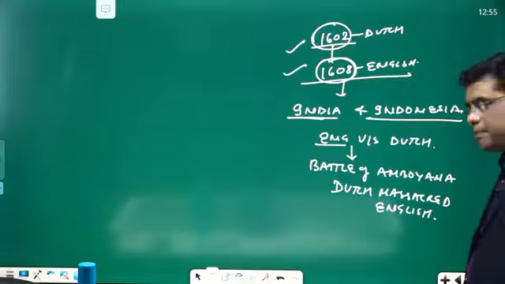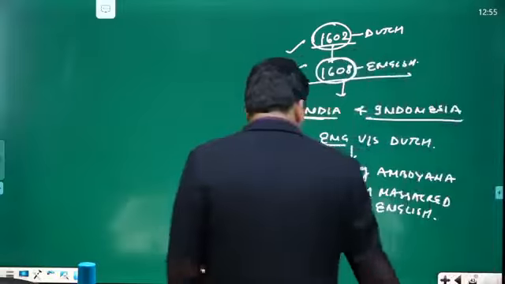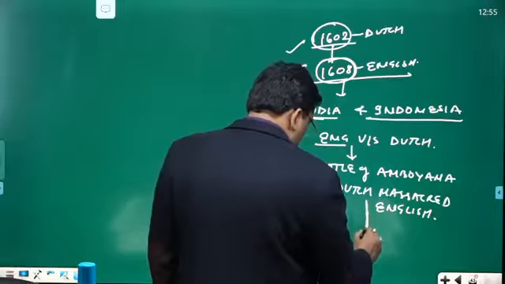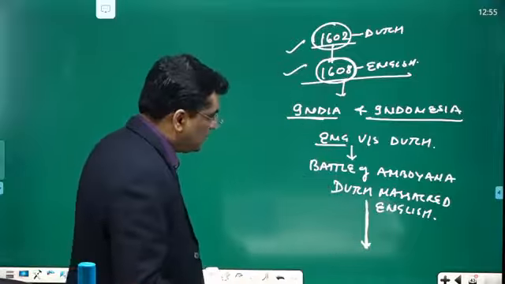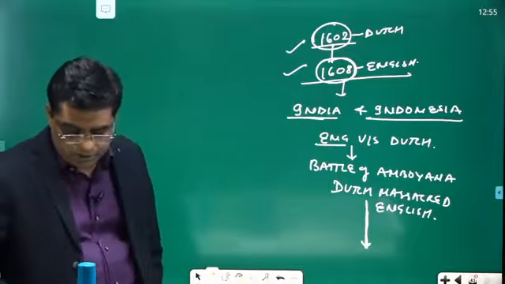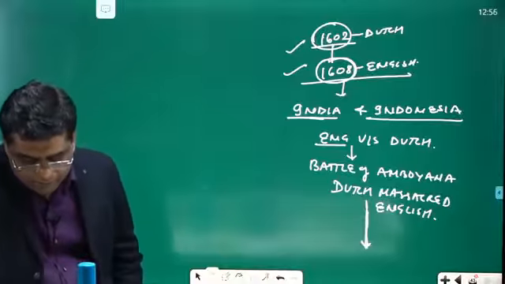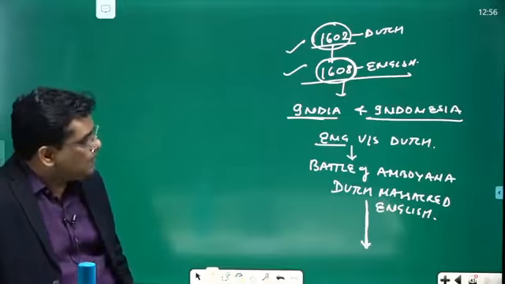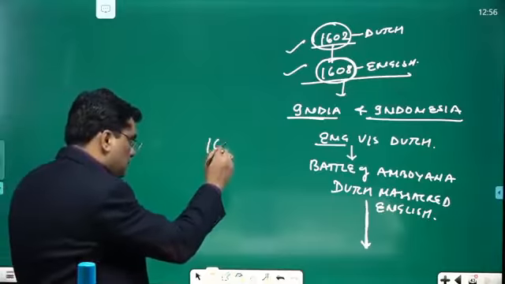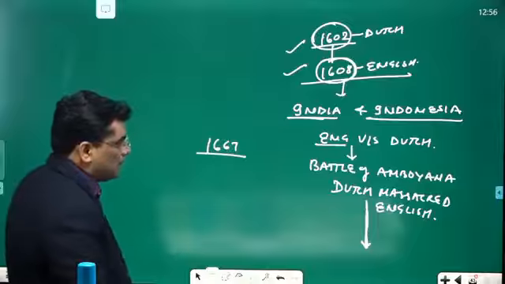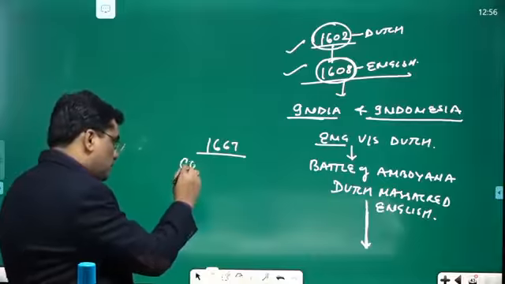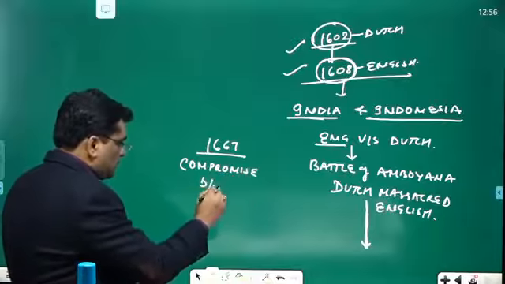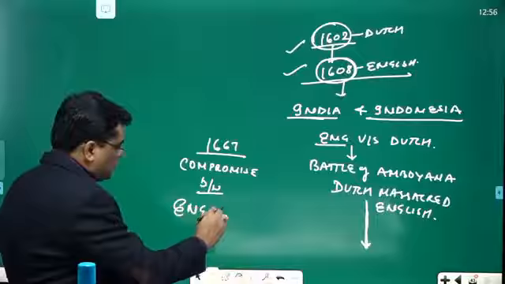And thereafter, this conflict lasted for a long time. So English versus Dutch had started from Indonesia, and it continued for a long time. In 1667, there was a compromise between English and Dutch.